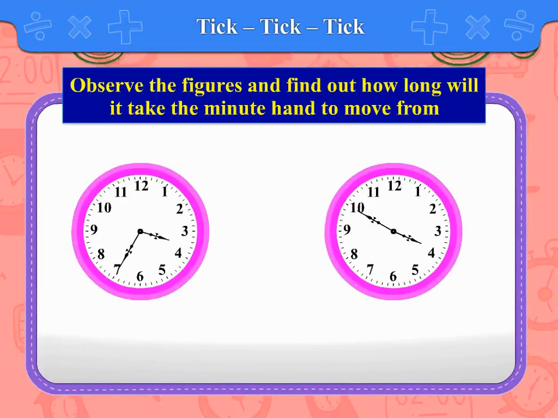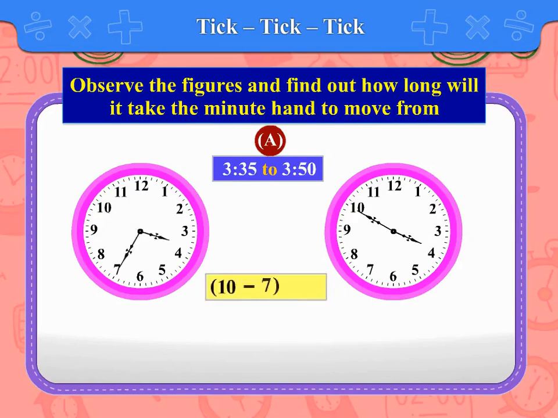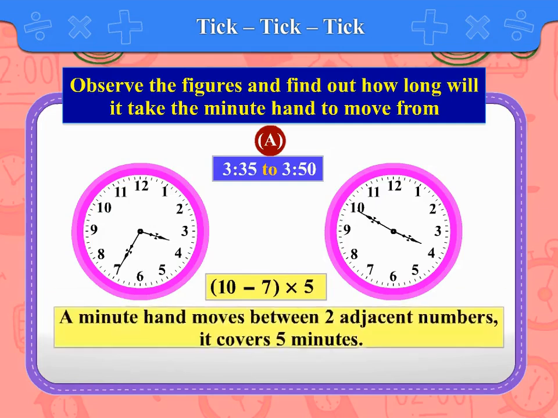Observe the figure and find out how long it will take the minute hand to move from A. 3:35 to 3:50. Solution. The minute hand has to move from 7 to 10. It means 10 minus 7 into 5. As you know, when a minute hand moves between two adjacent numbers, it covers 5 minutes. So, in this case, the minute hand will take 3 into 5 is equal to 15 minutes.